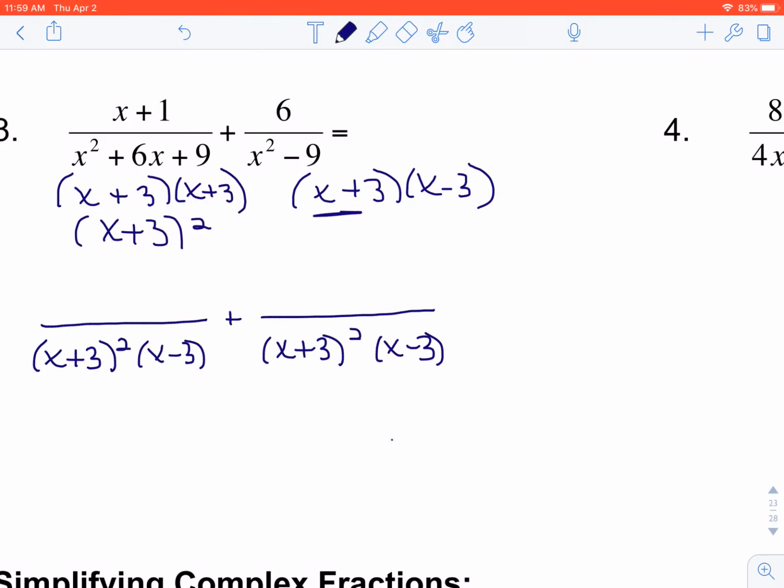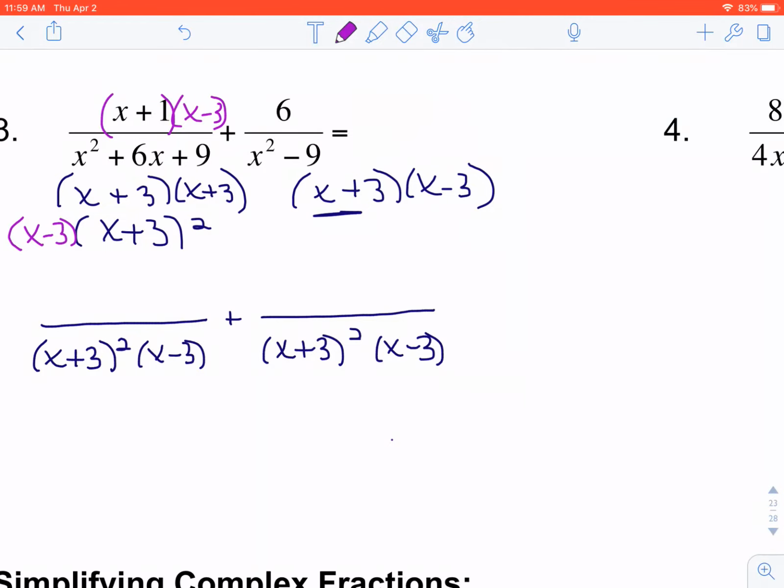So that's our least common denominator: the largest power of each factor. X plus 3 is squared because its largest power was 2, and then we have an x minus 3. Looking at our numerator on the left, we have the x plus 3, but not the x minus 3, so we need to apply that to the top.